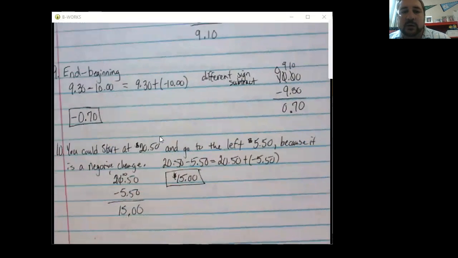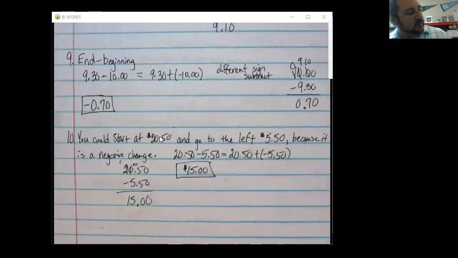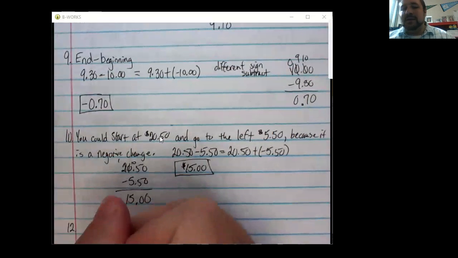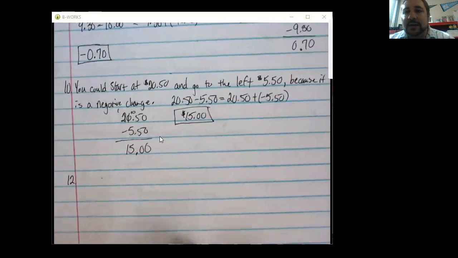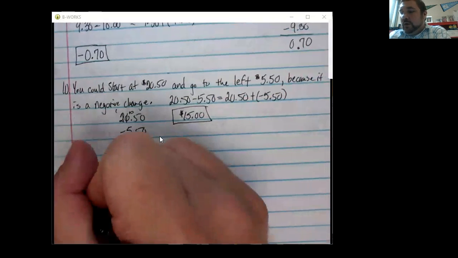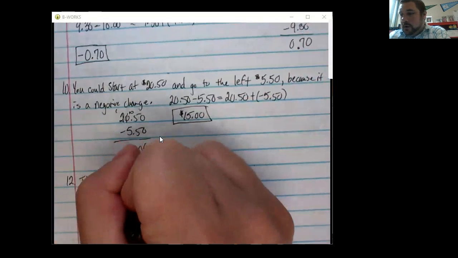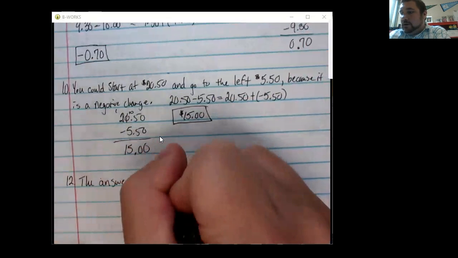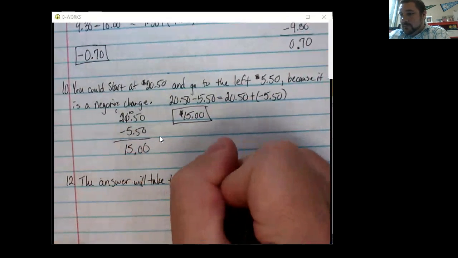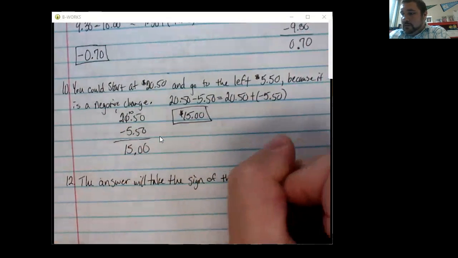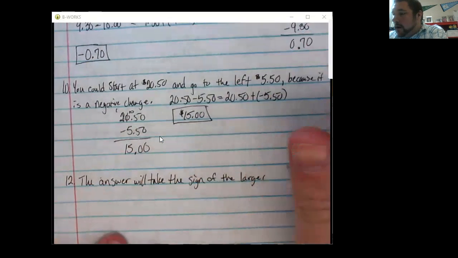All right, skip number 11. And look at number 12. It says the sum of 8.5 and a number n is negative. What are two facts you can conclude about the number n? Well, if 8.5 is positive and the answer is negative, first that means n must be negative and it must be larger than 8.5 because that would give it the sign of a negative. So we know the answer will take the sign of the larger number.